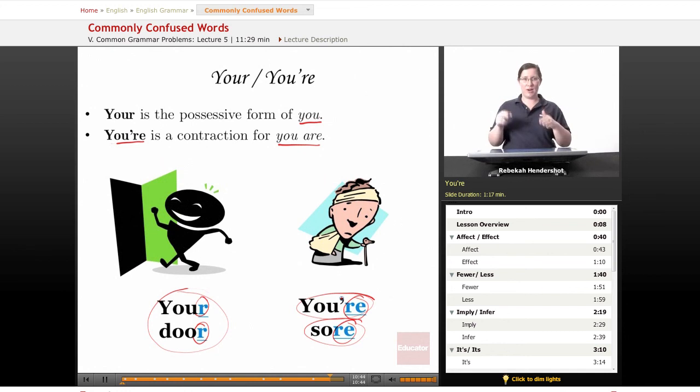So if you're ever trying to figure out which one you're using, just substitute whatever comes after it. Substitute either door or sore. If door works, then you want your with just the R. If sore works, then you want you're with the RE. So if someone says on Facebook, for example, I really liked your picture, you could just as easily say, I really liked your door. So it's the one with just the R.